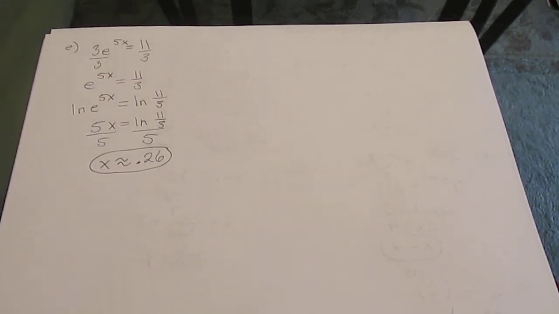Okay, so now I've shown you two different ways to solve exponential equations. You can either try to get the same bases on both sides and go from there, or if you can't get them to be the same base on both sides, you can take the log or the natural log of both sides and go from there.